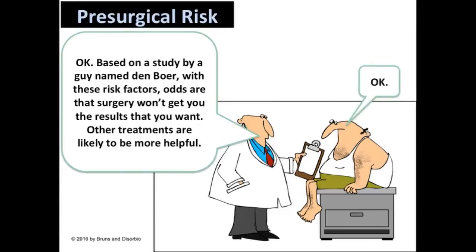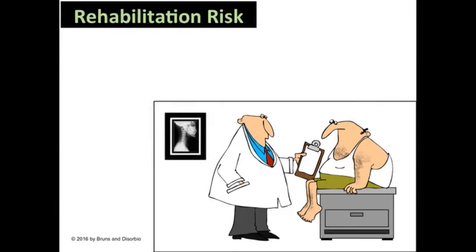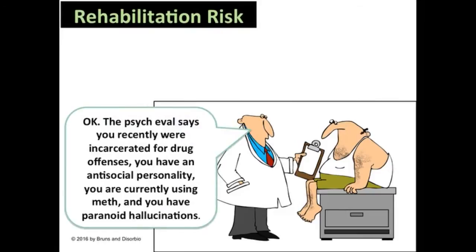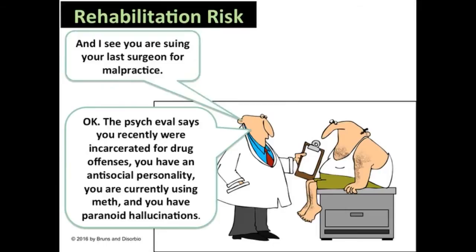So, that's looking at the Den-Boer criteria, but suppose we had a different result from the psych eval. Here, Dr. Cutter says, okay, the psych eval says you recently were incarcerated for drug offenses, you have an antisocial personality, you're currently using meth, and you have paranoid hallucinations. Oh, and also I see you're suing your last surgeon for malpractice. Bob says, yep.